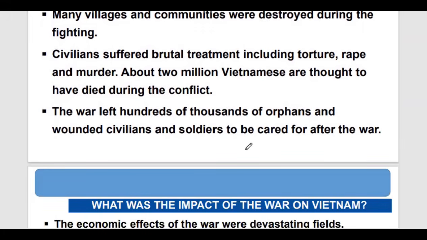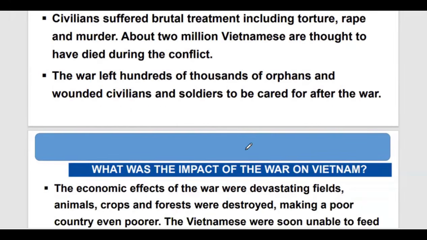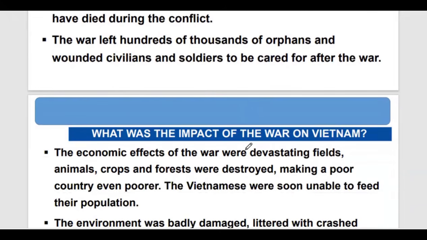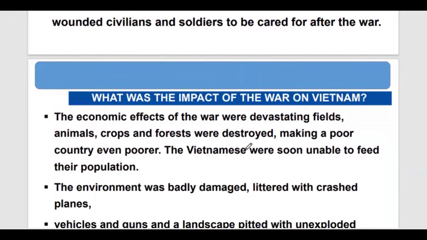They were innocent. They were not even interested in the politics of capitalism and communism. But at the end, they were affected negatively by the involvement of America in their country and the apparent results of the war. What was the impact of the war on Vietnam?